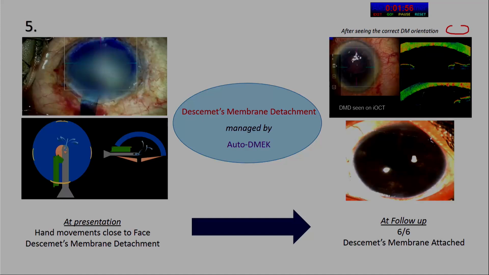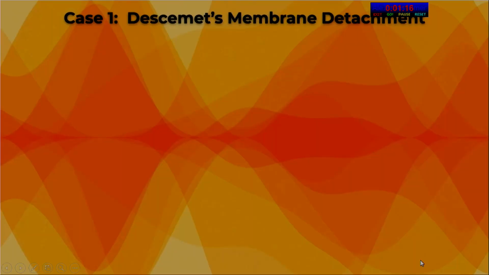This was another case where the surgeon had referred with stromal edema, and the wound was open. As we entered the wound, we could appreciate a scroll coming out. Likely this was the scene. As we went in, the Descemet's scroll was coming out. Using microscope integrated OCT, the Descemet's scroll could be appreciated, and an auto DMEK was done. Intracameral air was injected after ensuring that the graft was in the correct orientation. From a presentation of hand movement close to face, the patient reached 6/6 with a clear cornea.